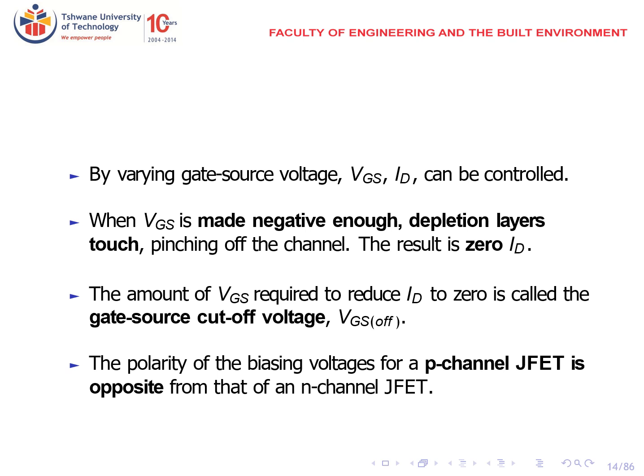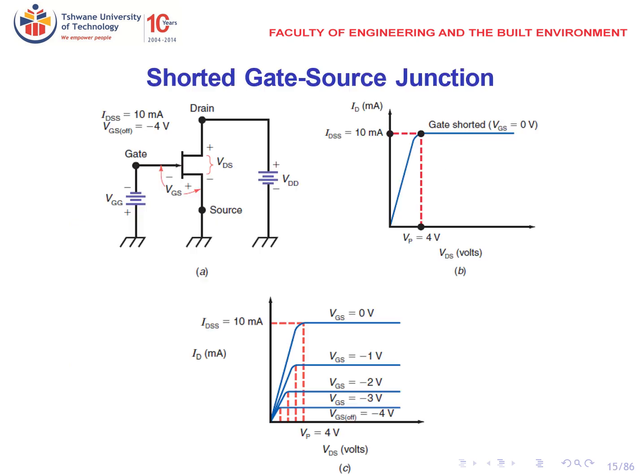When VGS is made negative enough, the depletion layers touch, pinching off the channel. This results in the current ID being zero. The amount of VGS required to reduce ID to zero is called the gate source cutoff voltage, VGS(off). The polarity of the biasing voltages for a P-channel JFET is opposite from that of an N-channel JFET.